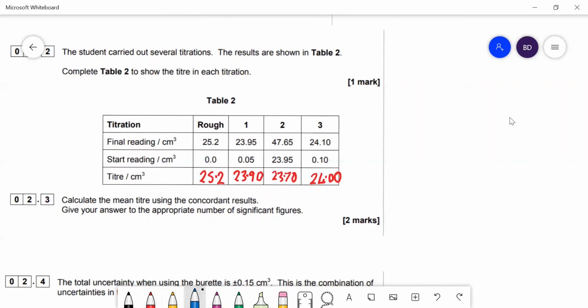Now, concordant results must be within 0.1 centimeter cubed of each other. So there's only 2 that are concordant: number 1 and number 3. If you calculate a mean of that, even I can do that without a calculator. It is 23.95 centimeters cubed, and that's the appropriate number of significant figures.